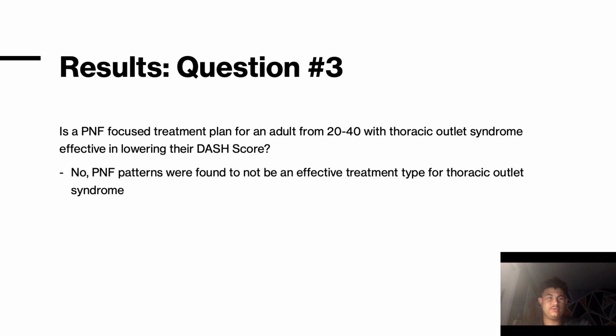Next, question number 3. Is a PNF focused treatment plan for an adult from 20 to 40 with thoracic outlet syndrome effective in lowering their DASH? No. PNF patterns were found to not be an effective treatment type for thoracic outlet syndrome. Typically, we're going to stay with stretching, joint mobs, and KT tape if we're going the conservative route.